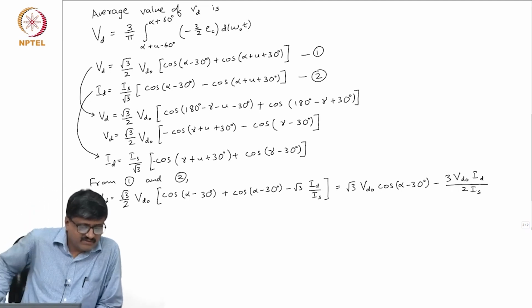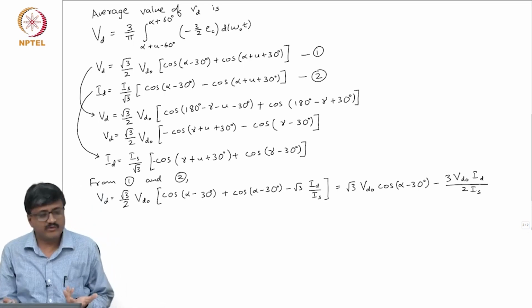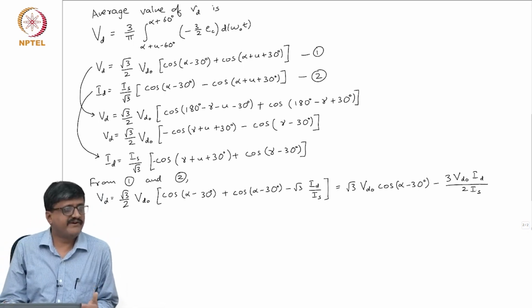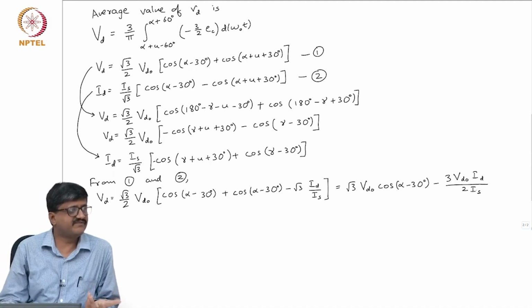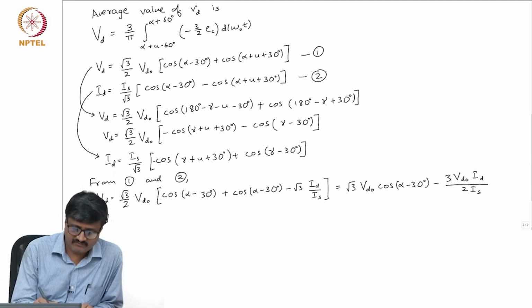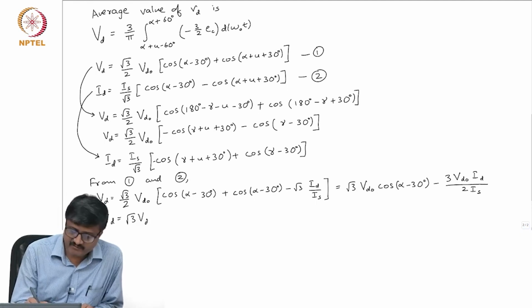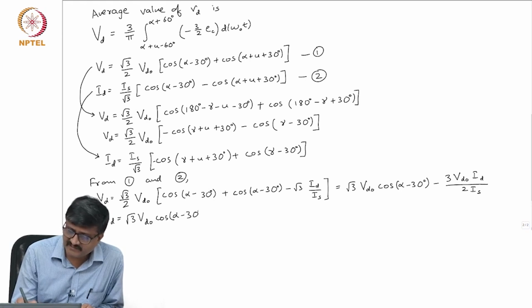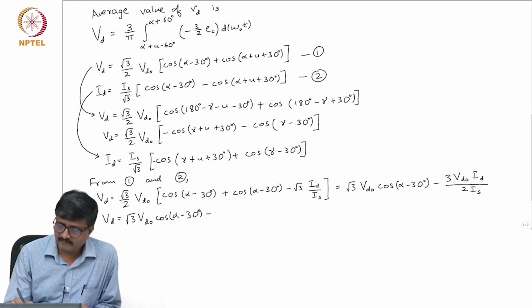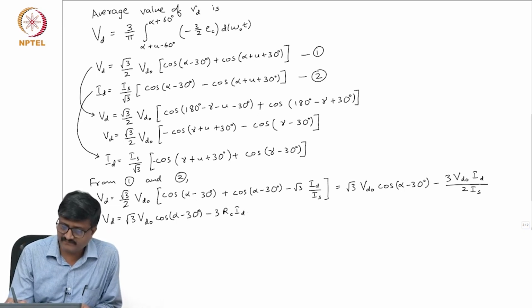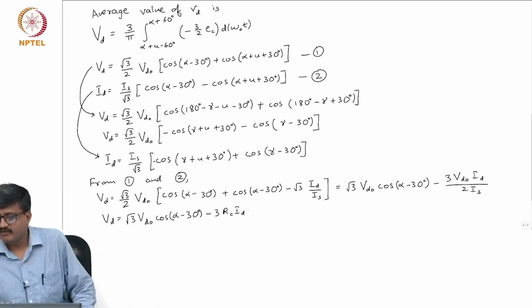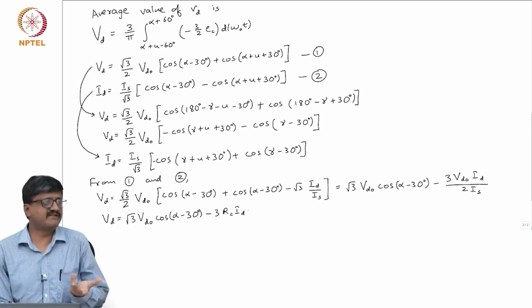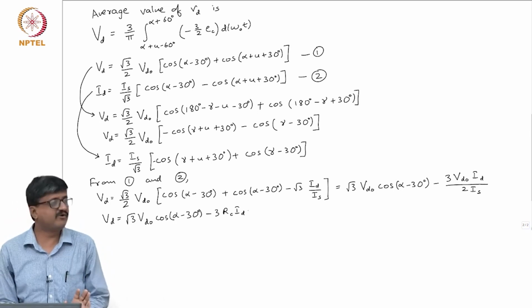So, what is VDO by 2 IS? By definition, RC is defined as VDO by 2IS. So, we get VD equal to root 3 VDO cos alpha minus 30 degrees minus 3 times RC ID, because VDO by 2IS is given a notation RC. RC is just a notation for VDO by 2IS, that is all.